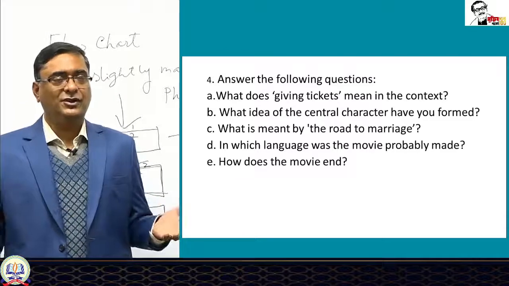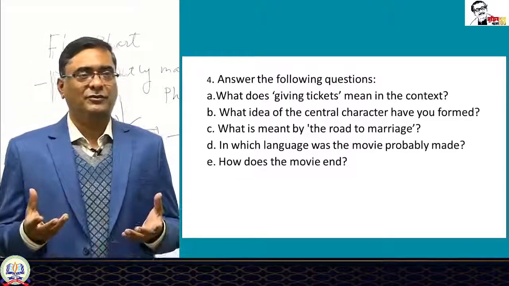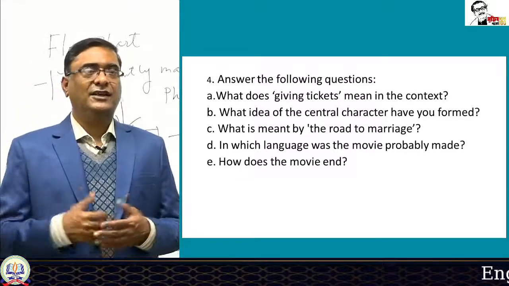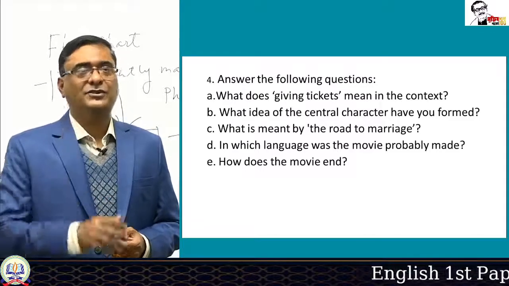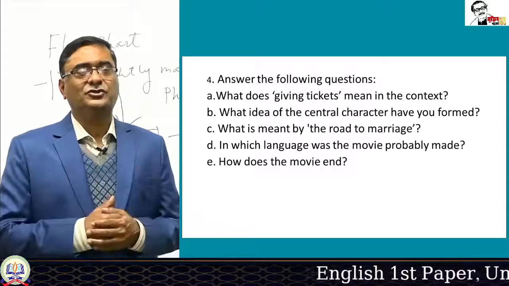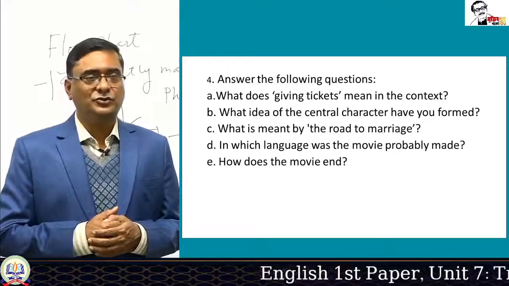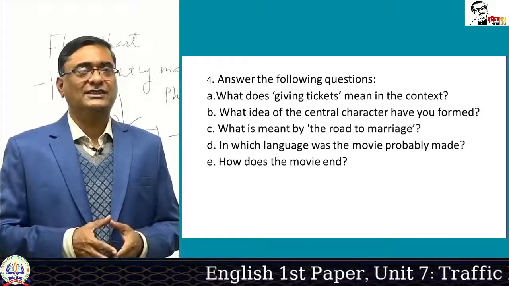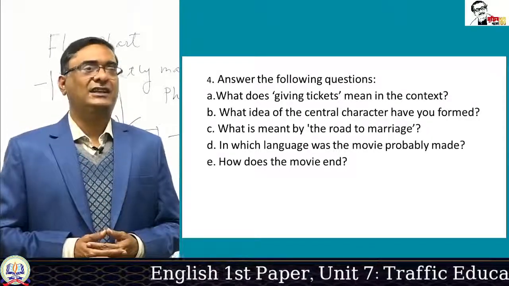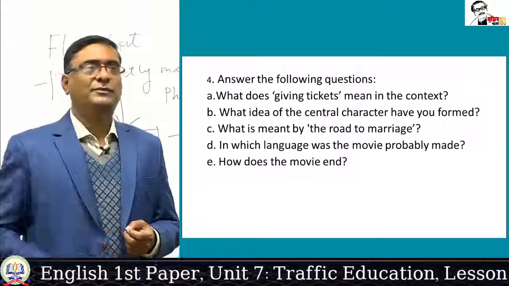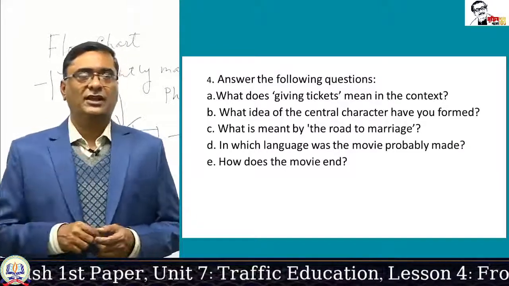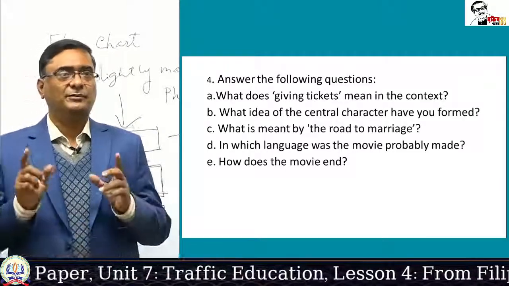In one of my next classes, I will also give you some model answers, definitely. But now, I just want to tell you one thing: these questions should be answered at best in two sentences, not more than two sentences, unless it is highly necessary. So just try to understand that, and focus on the main point of the question. The first question: giving tickets means charging or imposing a fine.